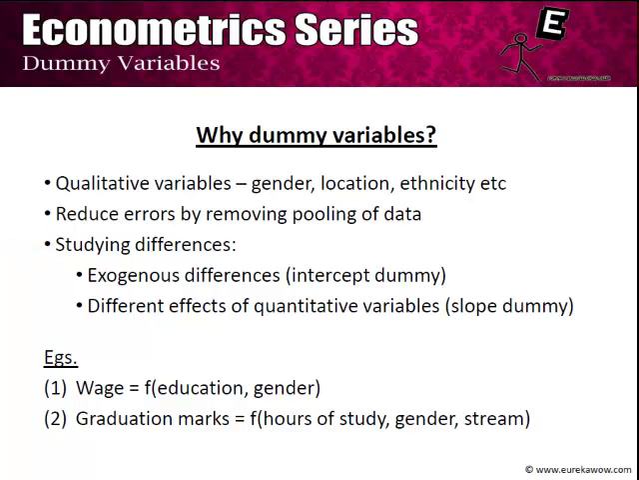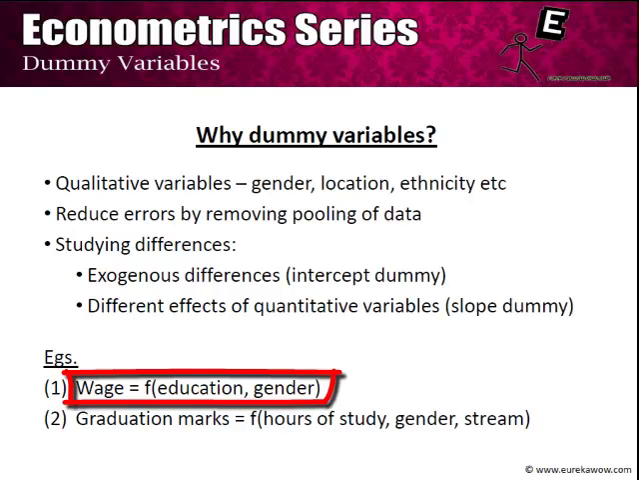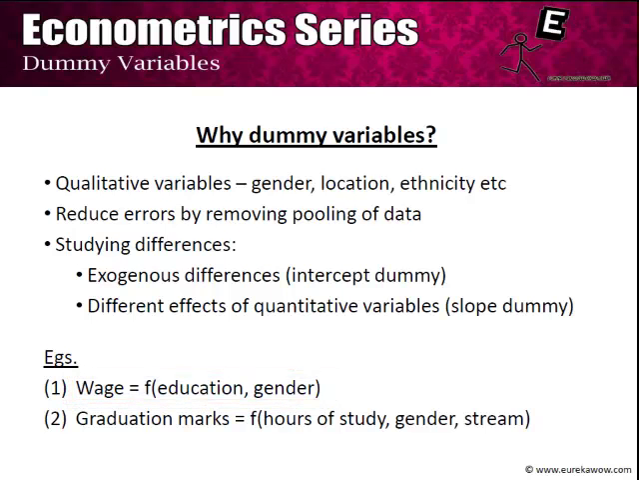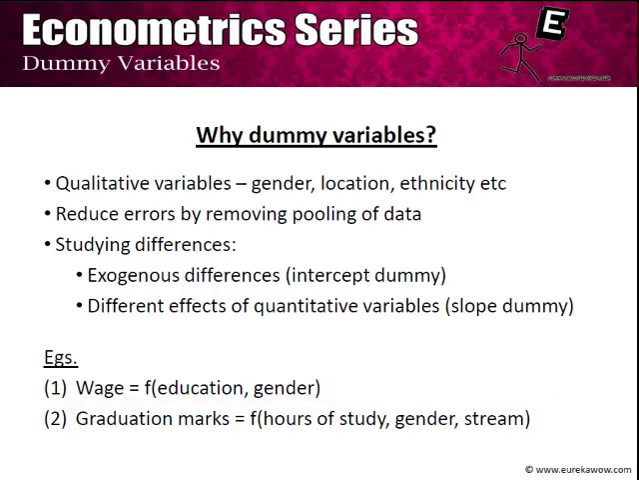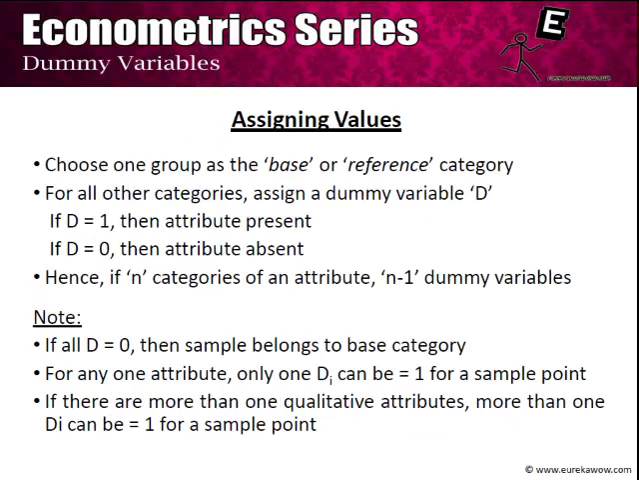So two of the models that we frequently will consider in this module is first one that expresses wage as a function of education and gender, and the second which expresses graduation marks as a function of hours of studies, gender and stream. Obviously these are very highly simplified models, but they will suffice to show the conceptual issues that we want to deal with. The most important thing to notice while we are studying dummy variables is how to assign values.